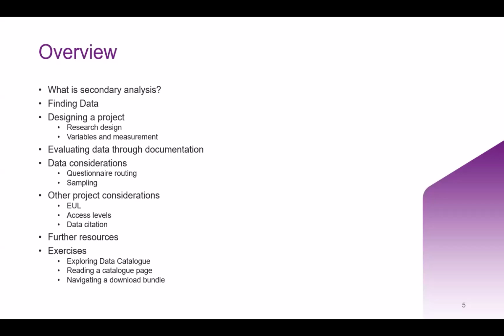So here's what we're going to go over today. We're going to go through this process of what is secondary analysis. And we'll start off with an explanation of the method itself, then dive into how you would find data, how you design your project. We're going to talk a little bit about documentation as well and how you might use it. There's also some discussion on data considerations to make, and then wider project considerations. At the end, we'll do some signposting to further resources, and we do have some activities throughout to help you get going on a project before you leave the workshop today.